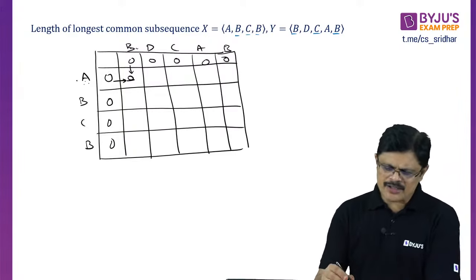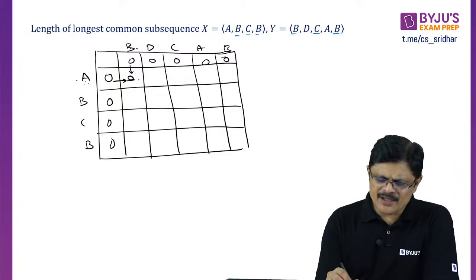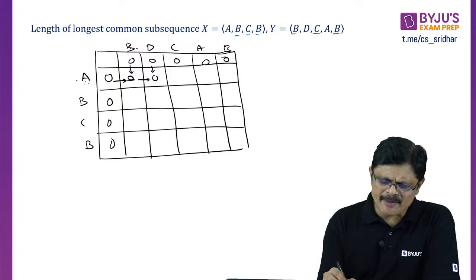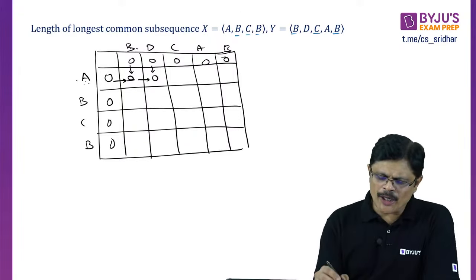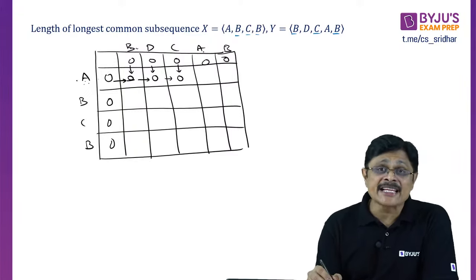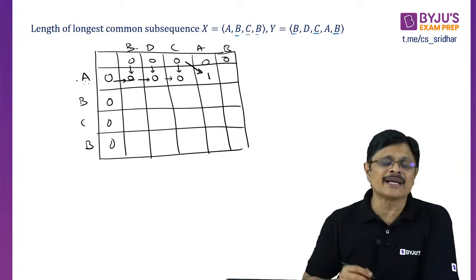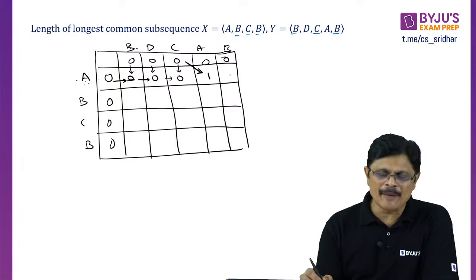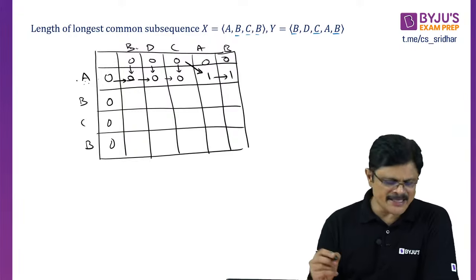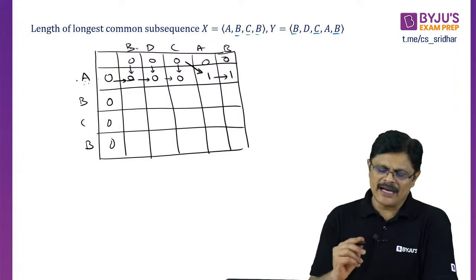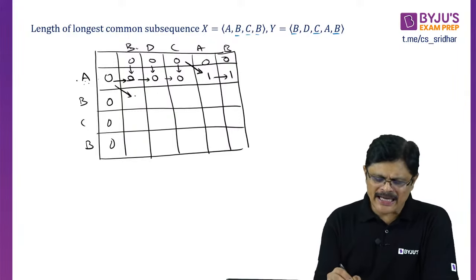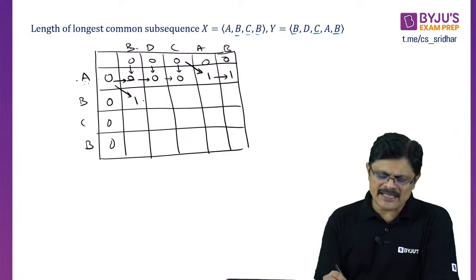If both are same, the answer will be 0. Am I clear? Now suppose here AD not matching. So either this or this, whatever is maximum, that value comes here. AC not matching, maximum of these two, that is 0. AA matching, when AA is matching, whatever is the diagonal element, you take that, add 1 to it. 0 plus 1 is the answer. Now here AB not matching, so 1, 0, what is maximum? 1 is maximum, you take that particular value. And here BB matching, so diagonal element, you add 1. BD not matching, 1, 0, what is maximum? 1. BC not matching, maximum of 1, 0 is 1.